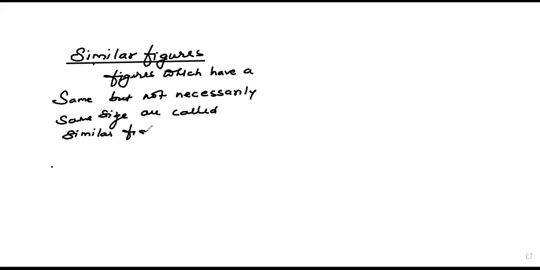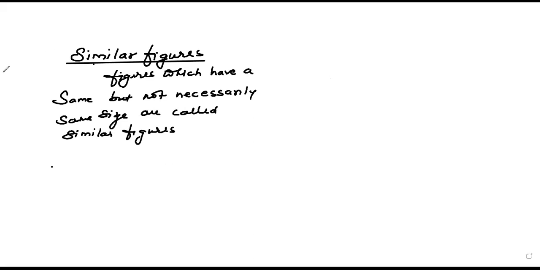Figures which have the same shape, but not necessarily the same size. I told you, take a photograph of yours and make a Xerox copy of it, which is an enlarged copy. Now, when I look at both the figures, they are identical, but not of the same size. They are different in size. We call them similar figures. That's the best fit answer for similar figures. Are you getting me here?